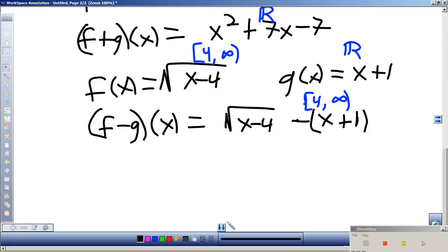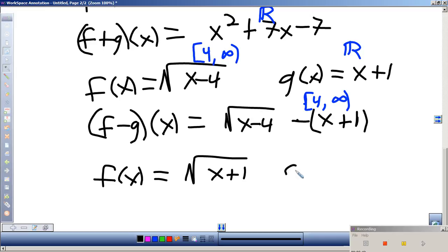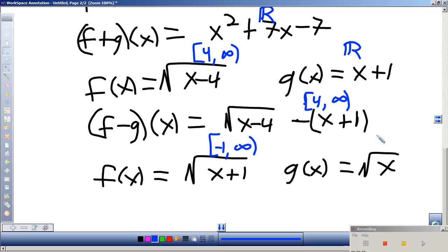Now it gets more complicated when we start using multiplication. Let's say f(x) equals square root of (x + 1), g(x) equals, let's just do square root of x. What's the domain of each of them? Okay, so -1 to infinity. This one? So 0 to infinity.